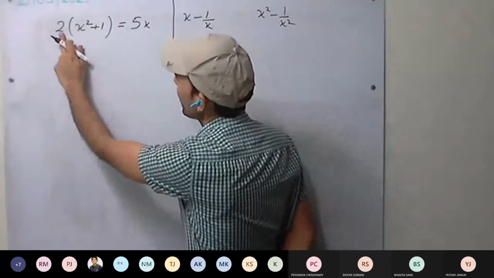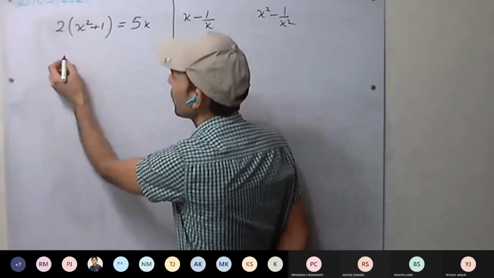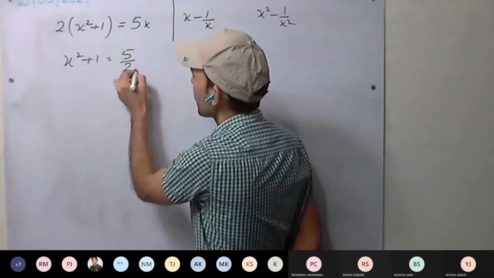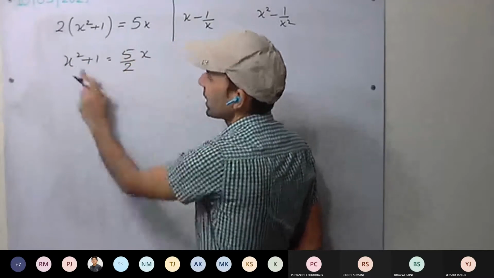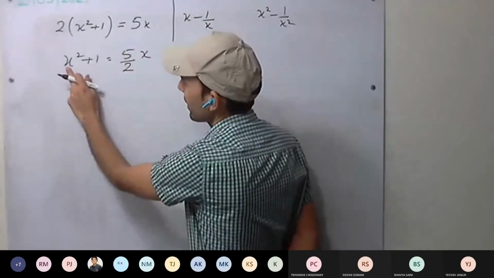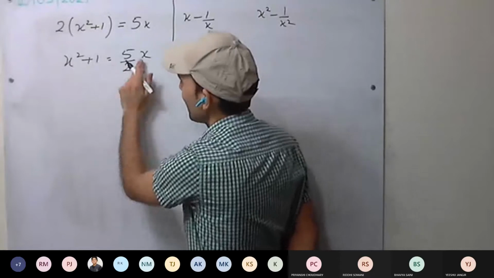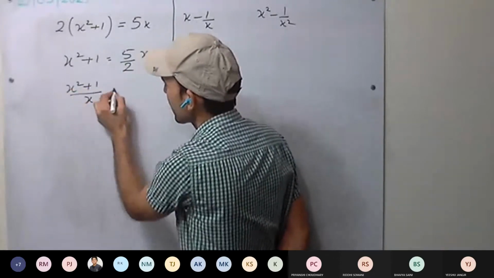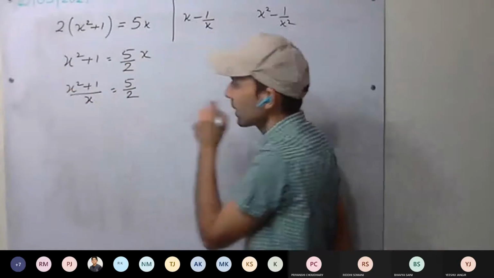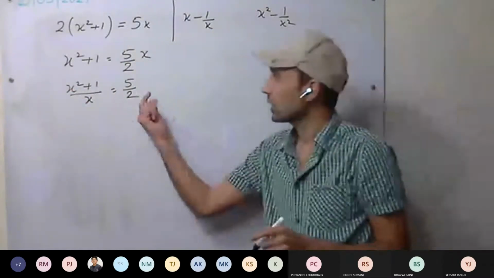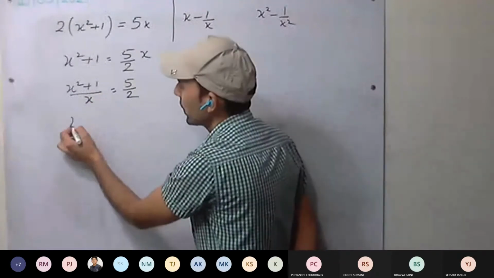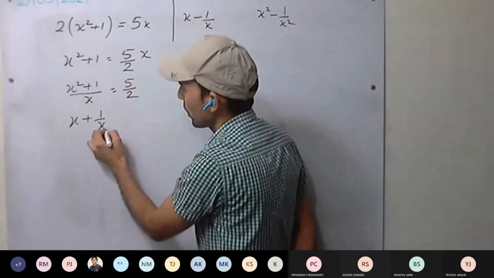See here. If I take 2 this side, I'm moving one by one: x square plus 1 equal to 5 by 2 x. Can you see something? If I divide by x, it will be x square plus 1 divided by x. I can write it like this, yes or no? Constants on one side, variables on the other side. Now if I divide, x plus 1 upon x.